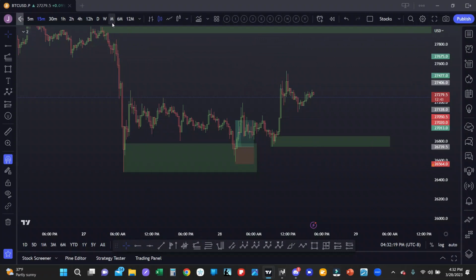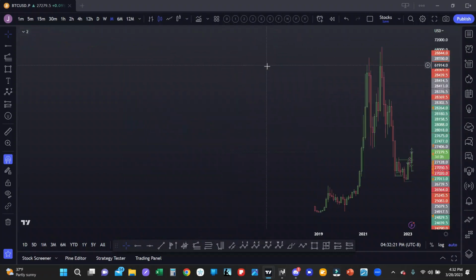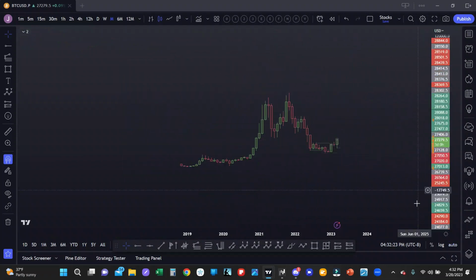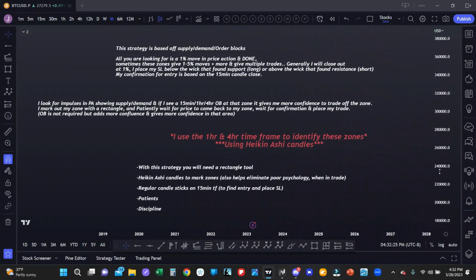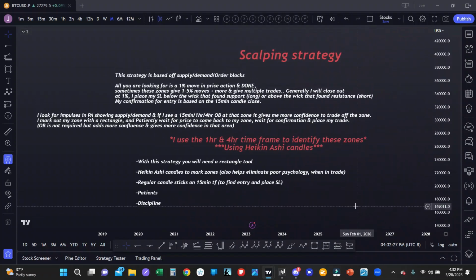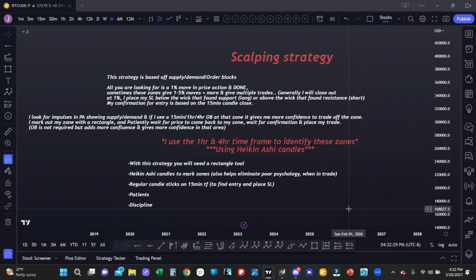Let's end this by going over the presentation one last time, which is the rules. So with this strategy, you will need a rectangle tool, Heikin-Ashi candles to mark zones and also help to eliminate poor psychology when you're in the trade. Regular candlesticks on the 15-minute time frame to find your entry and place your stop loss. You'll need patience and discipline, and you will need the 1 hour and 4 hour time frames to identify these zones. That's it. That's all.